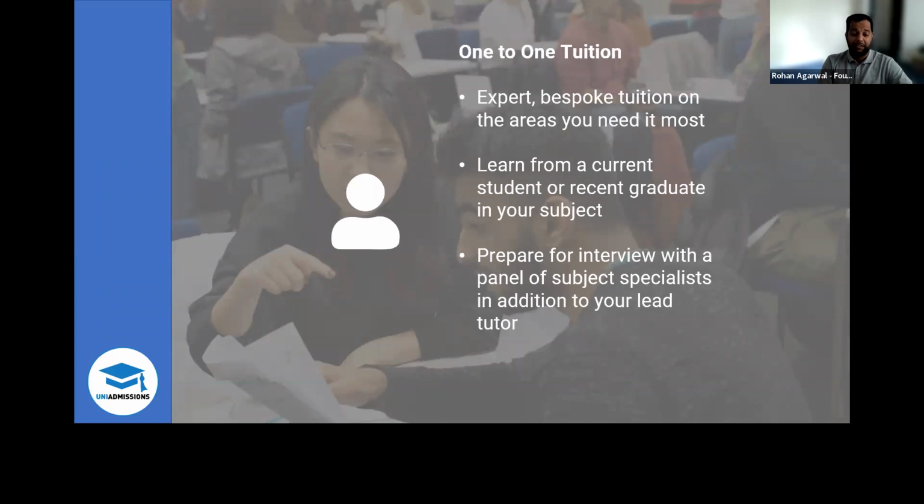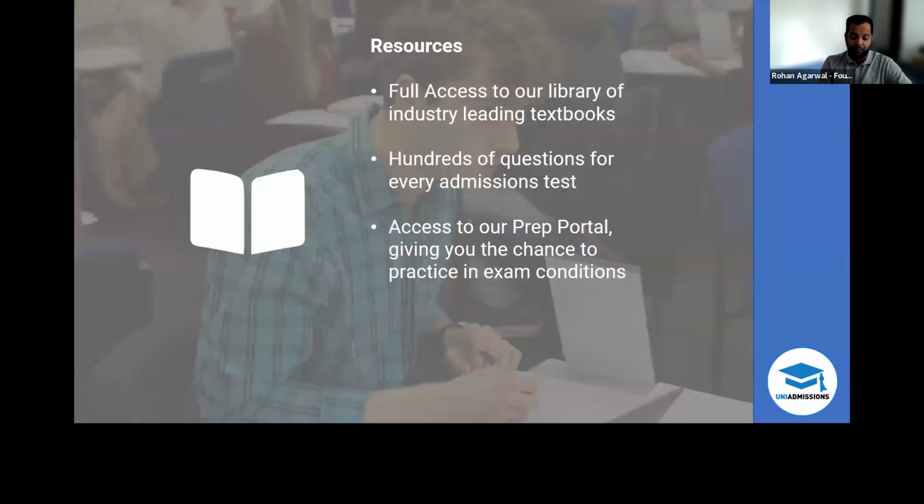Secondly, we've got access to our online resources and materials. So that's all of our textbooks, that's our prep portal, which essentially has hundreds of questions with worked solutions, and in some cases videos to all of these questions. The idea of these is to really give you sufficient practice so that you can actually work in your own time rather than spending tutorials doing mock papers.